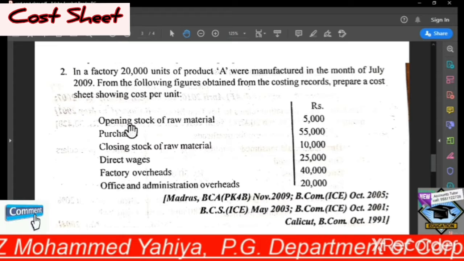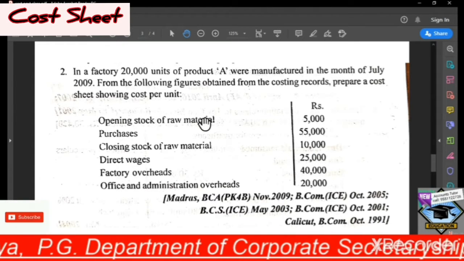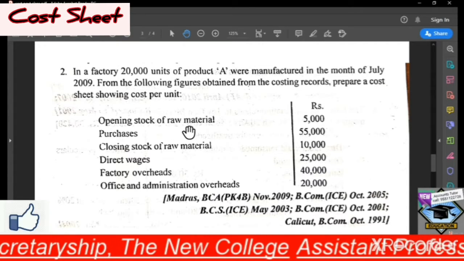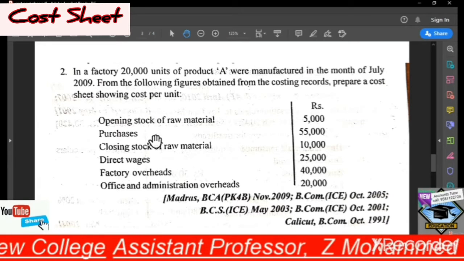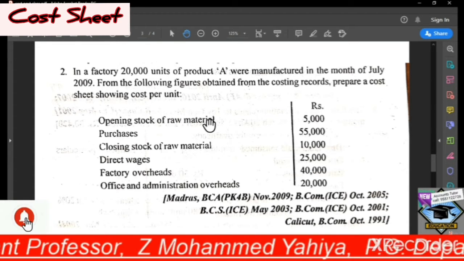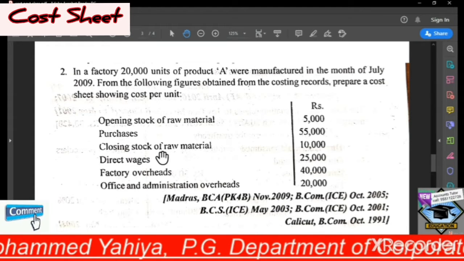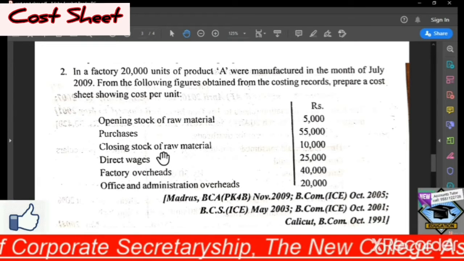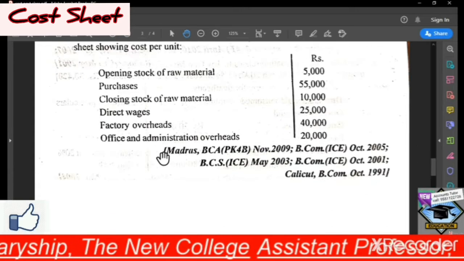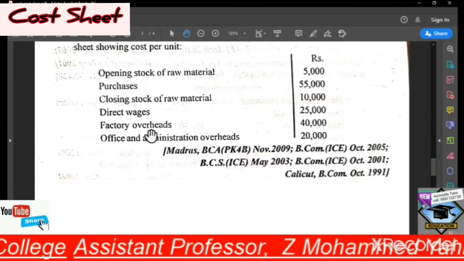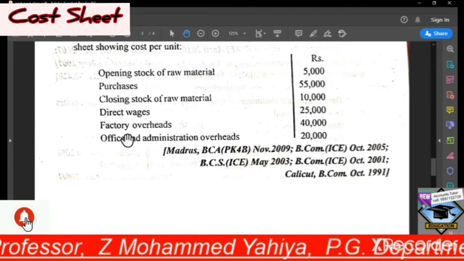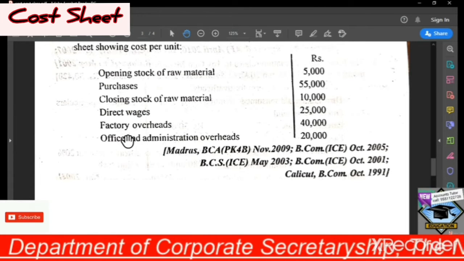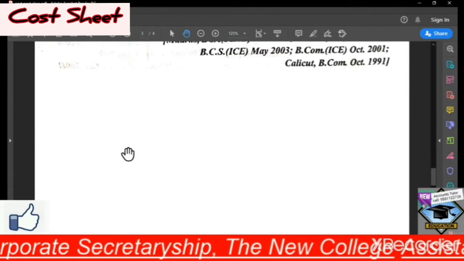The details related to direct material are given, that is opening stock of raw material, purchase, and closing stock. So with the opening stock of raw material, we will add the purchase and deduct the closing stock of raw material to derive the raw material consumed. After getting the raw material consumed, we will add the direct wages, and if direct expenses are given, we will add the direct expenses to get the prime cost. Let us see the solution.